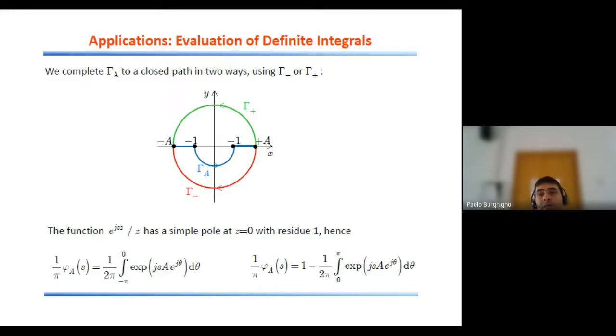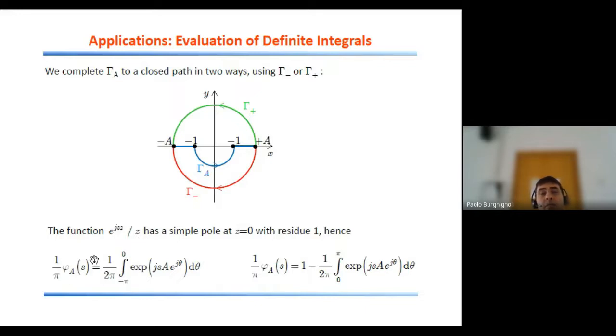Examine what happens, for example, when you go downstairs. If you close the contour, what you get by the union of gamma a and gamma minus is a closed contour, inside of which your function is holomorphic. That's because the exponential divided by z has a simple pole at the origin, and the origin is outside the closed curve in the lower half plane. So by means of Cauchy's theorem, we can say that the integral along gamma a plus the integral along gamma minus of this exponential divided by z must be equal to 0.